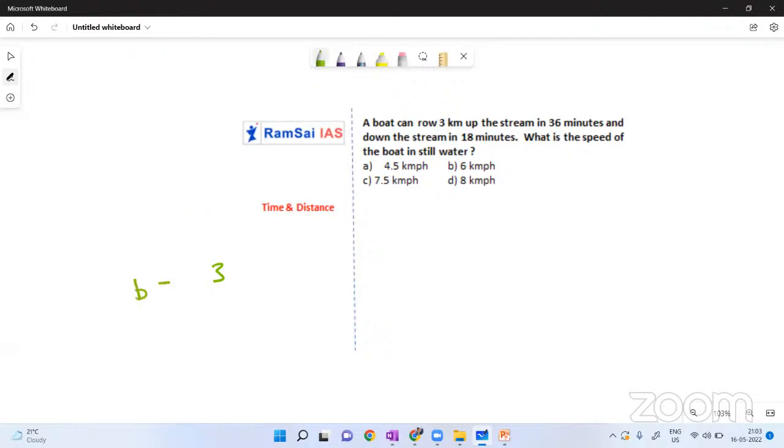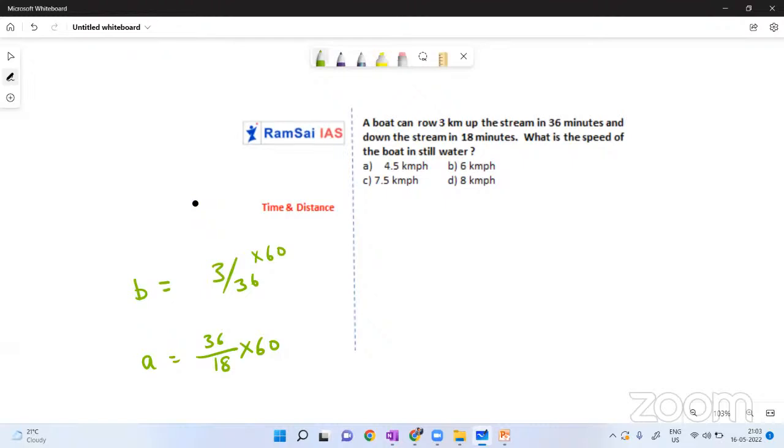Upstream. So B equal to 3 kilometers. Are you getting what I am writing? I am just converting it into speed. Speed equal to distance by time only, na? But why I multiplied with 60? Because I am just converting it into kilometer per hour.